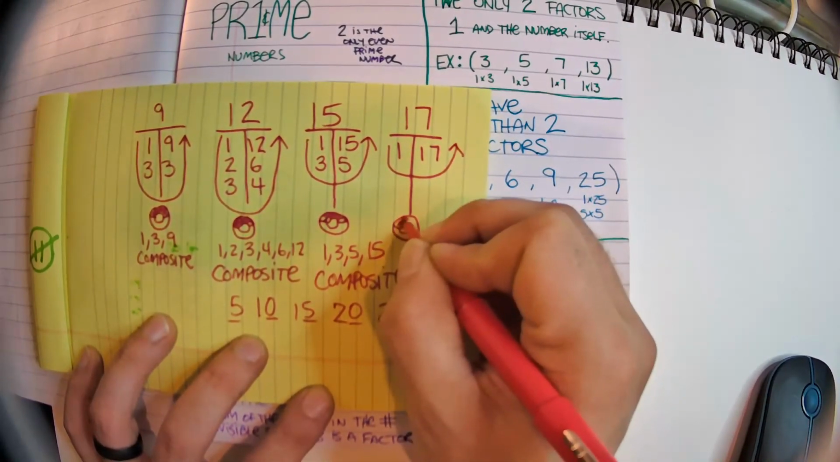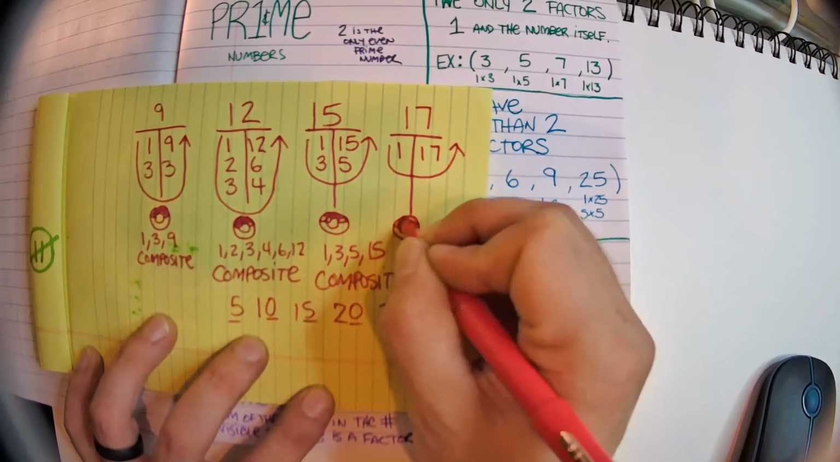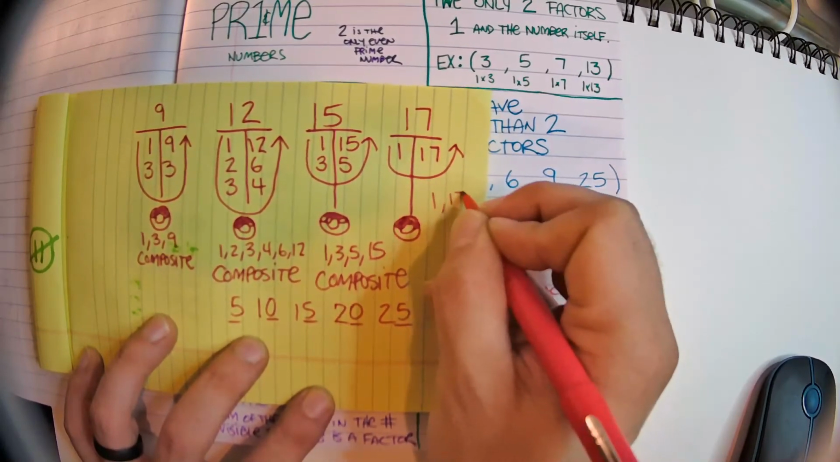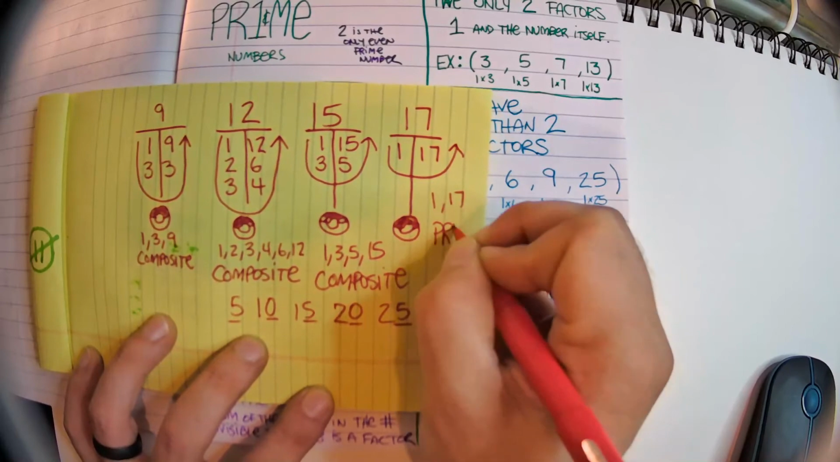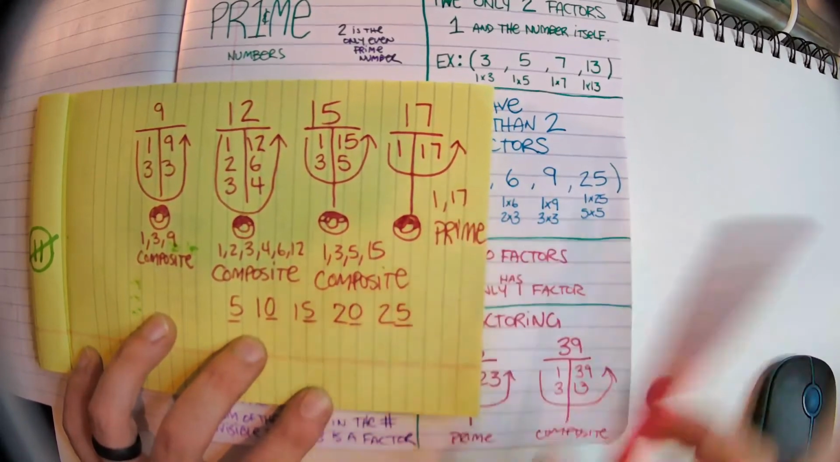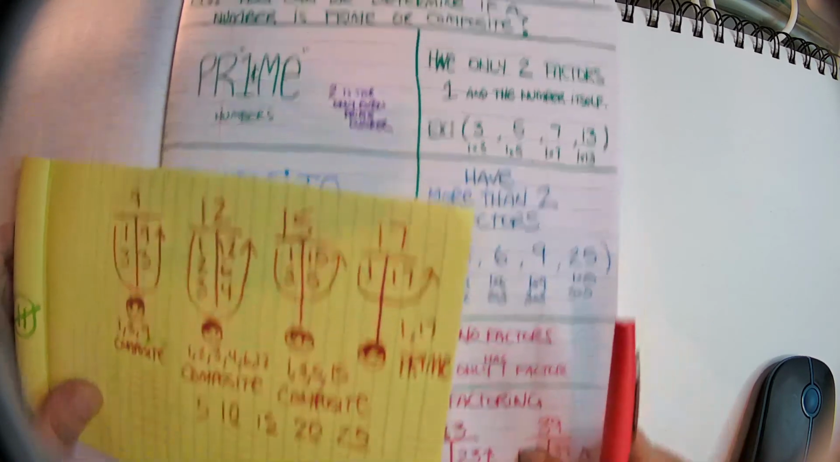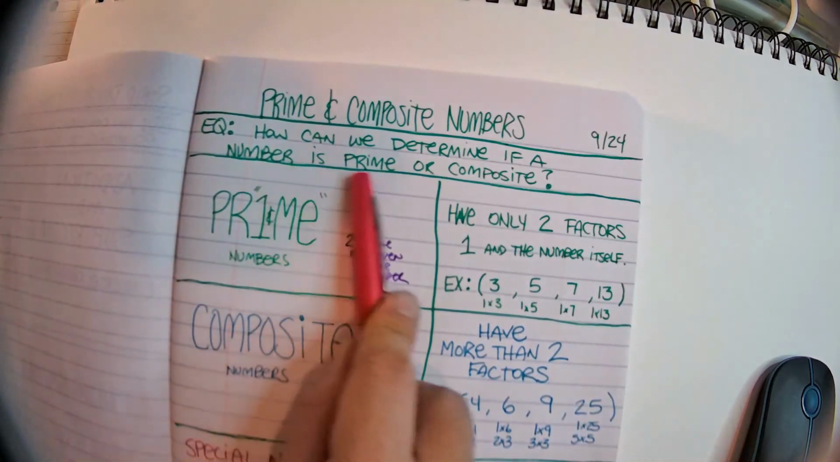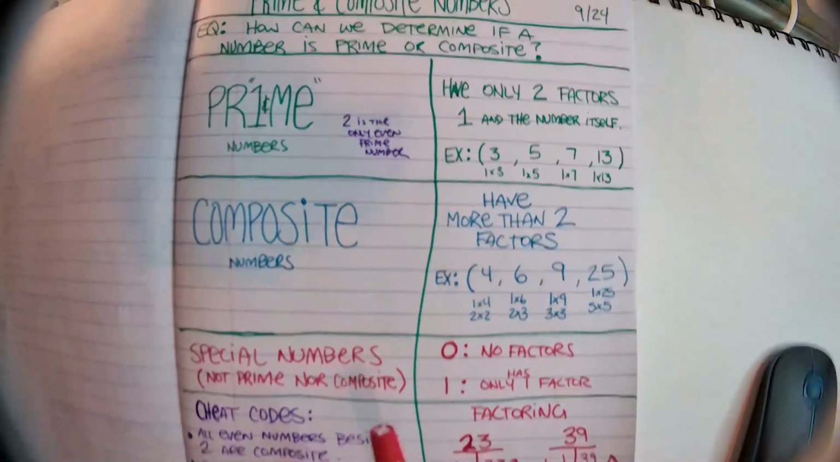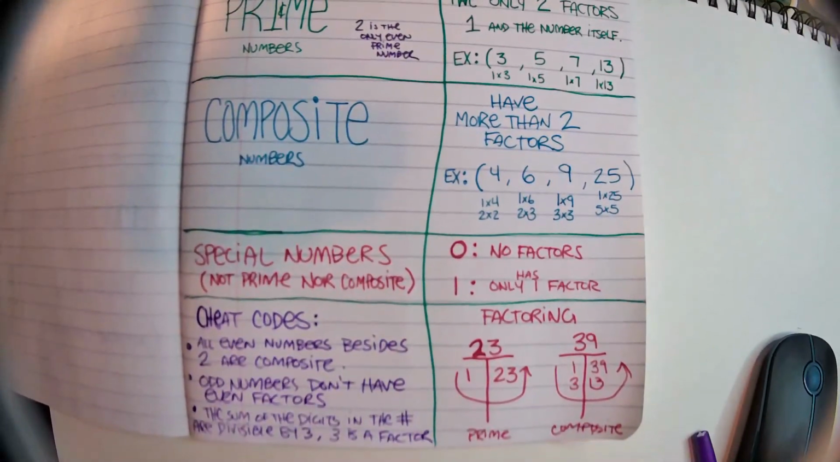We caught the factors. Our only 2 factors are 1 and 17. So this is in fact a prime number. So we have found prime numbers and composite numbers with factor trees. You can find out whether a number is prime or composite by factoring or by even using the cheat codes.